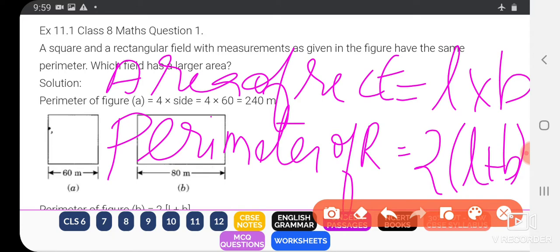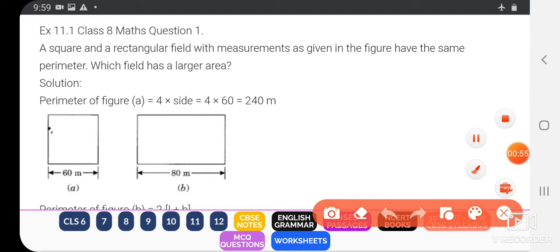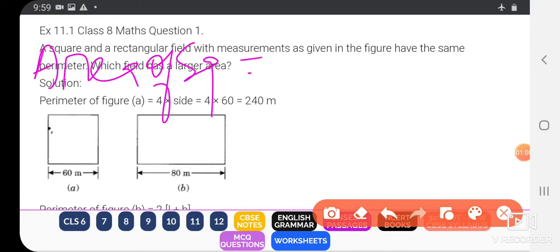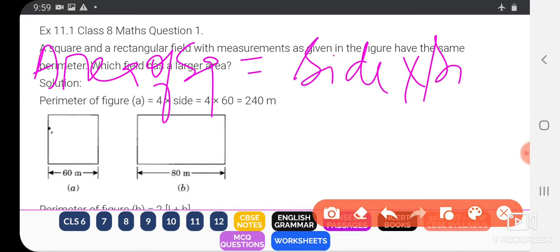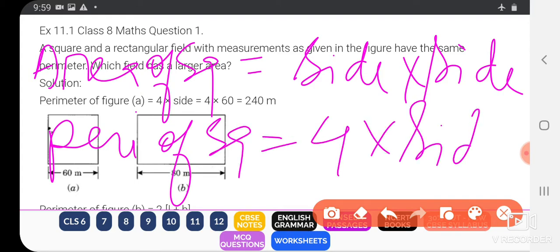Then the next formula I will tell you is about square. All of you know area of square. Area of square is what? Area of square equals side into side, it is side square. And the perimeter of square equals 4 into side, that you know already.